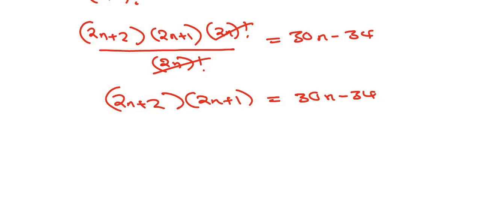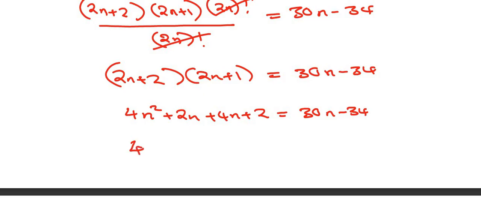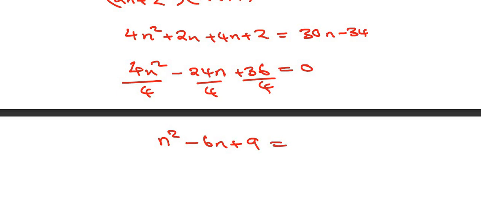I'll expand this by multiplying with 2n. This is going to give us 4n squared plus 2n, then 4n plus 2 is equal to 30n minus 34. This is now going to give us 4n squared. This is a 6. When the 30n comes to the other side, that's going to give us 6 minus 30, which is negative 24n. Then when the 34 comes this side, we get 36, so this is equal to 0. 4 is common everywhere here, so I'll divide by 4 throughout. This is n squared minus 6n plus 9 is equal to 0.